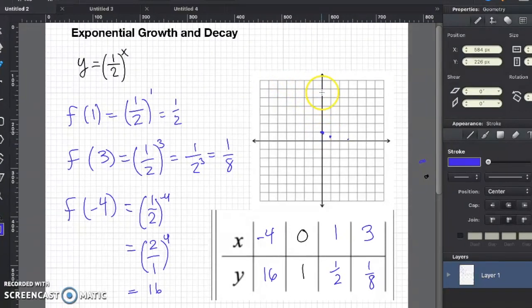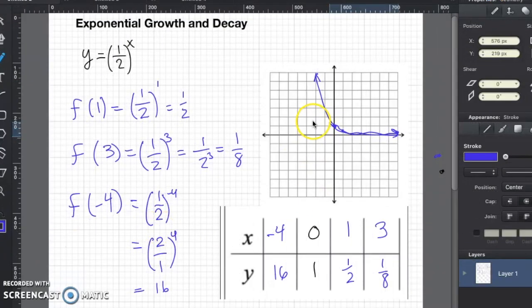So I'm going to graph what I can here, and it's going to look something like, excuse my shaky hand there, it's going to look something like that. And again, it gets closer and closer to 0 without actually getting there.